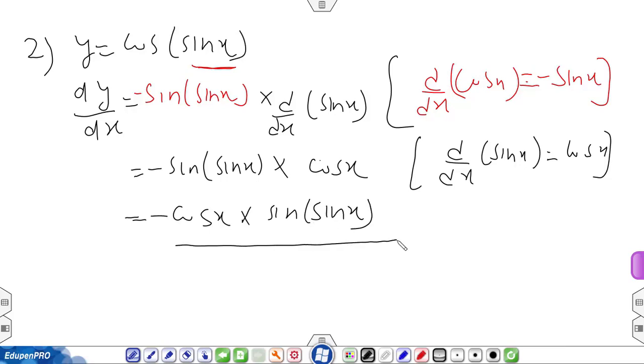Clear? How I have done? Y equals cos of sin x. The derivative of cos x is minus sin x into the derivative of the bracket. In the bracket there is written sin x, and the derivative of sin x is cos x.